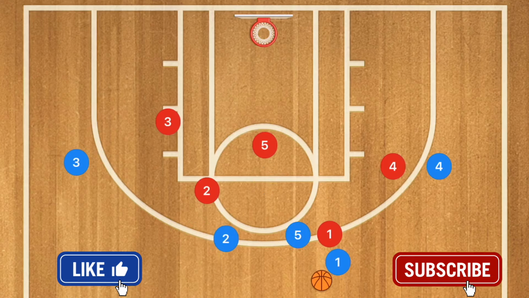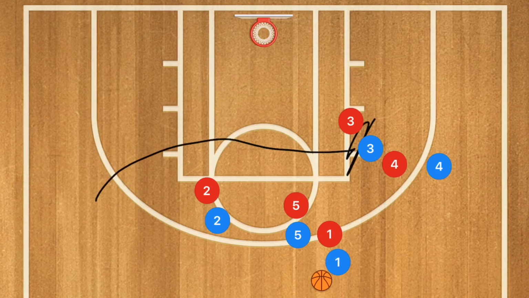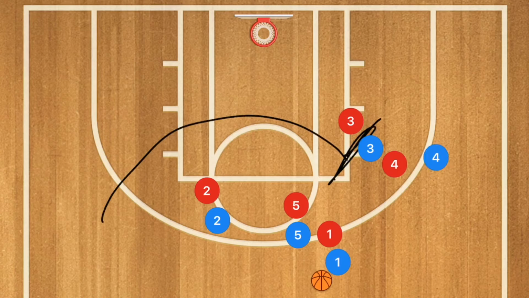Player 2 is going to be setting up the staggered screen. And now what's going to happen is player 3 is going to go and set a screen out on player 4. He's going to be cutting across and setting a screen on player 4. Player 4 is going to go first, so this screen happens first, and then as soon as player 3 gets halfway through that key, player 5 and player 2 are going to be setting up the staggered screen.